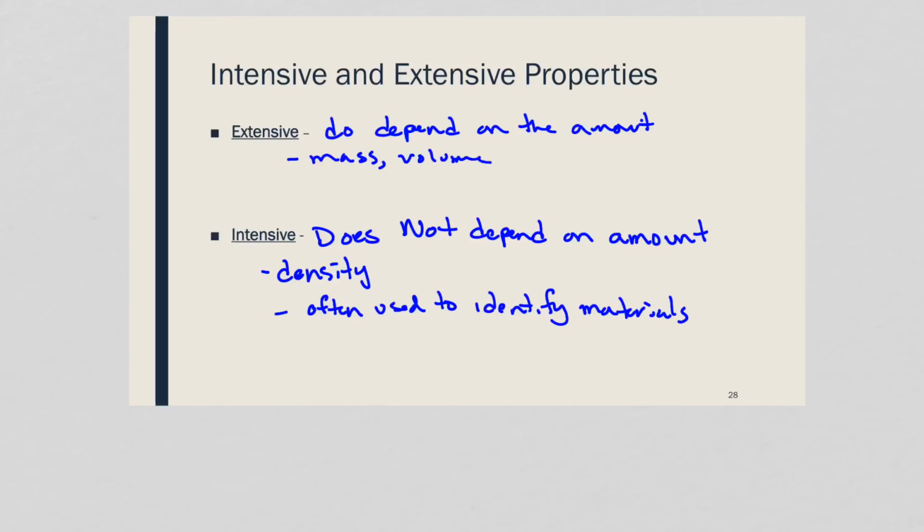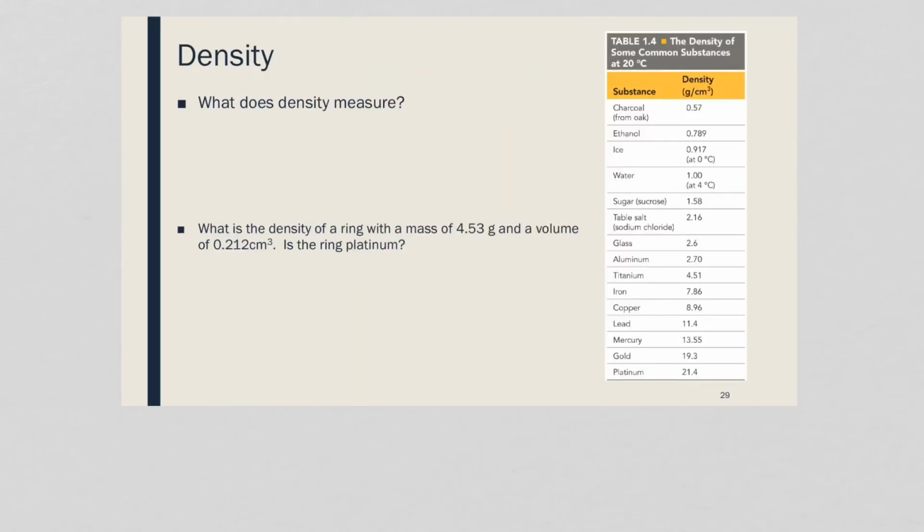Now, we're going to look at a specific example of one of these intensive properties, and that's density. The reason we explore density at this point is because it's a good example of a physical property, right? One of these intensive physical properties, but it's also an example of what we call a combined unit, right?